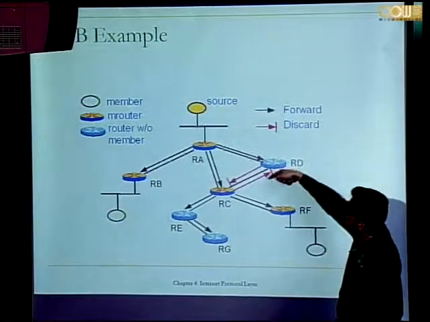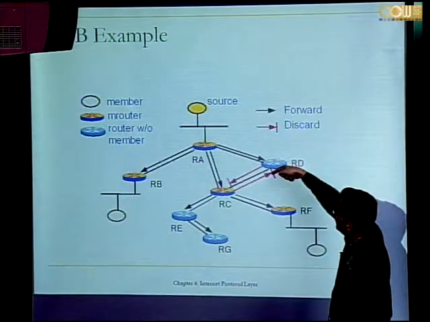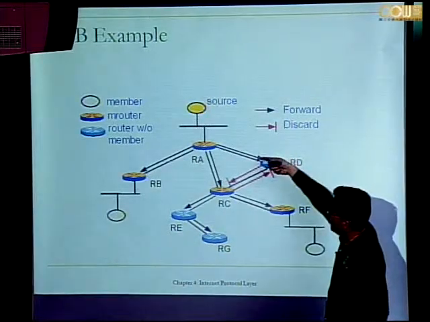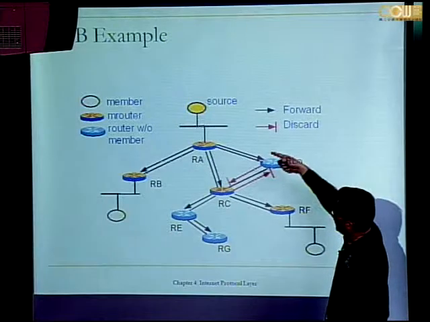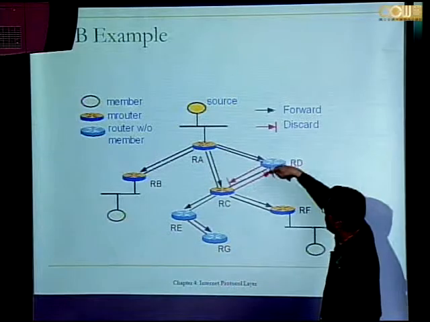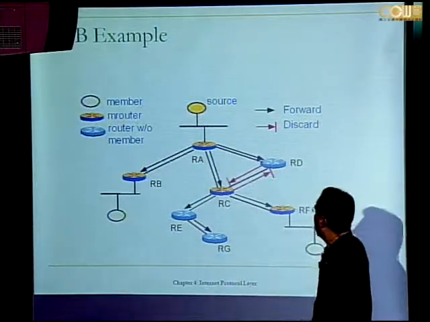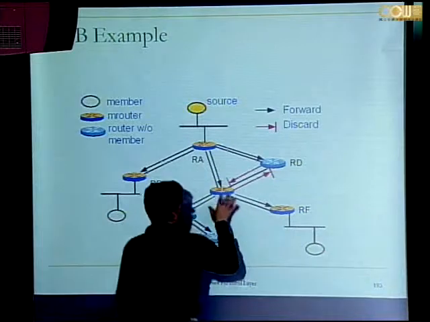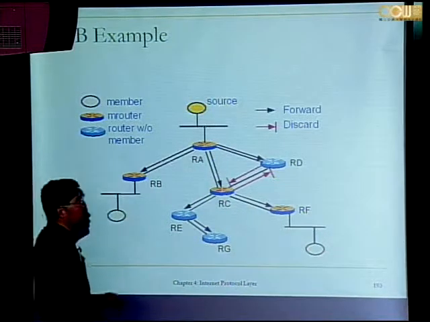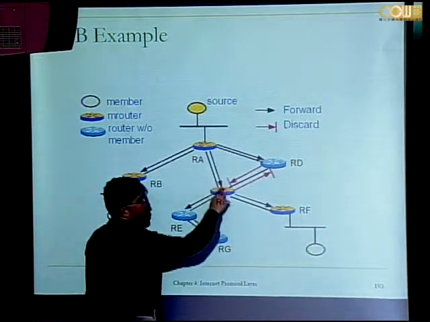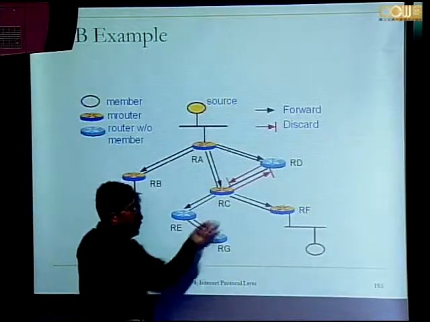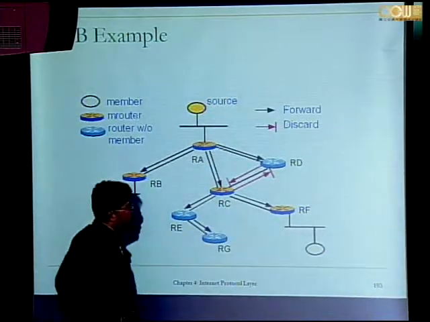But again, if I receive this copy and it says the source is that one, I check my routing table to find out the shortest path to this source is through this, not through this. So I will drop this packet. So keep doing that, and you will see the forwarding will be limited. Okay, and this router would not forward there, but it would forward here and here. And eventually it would reach the members.